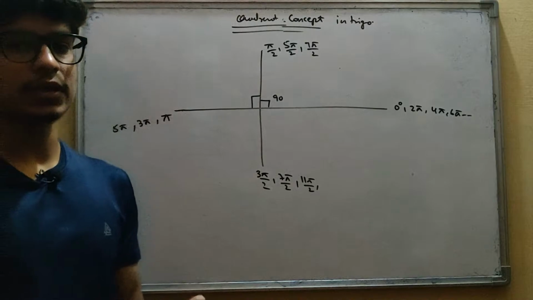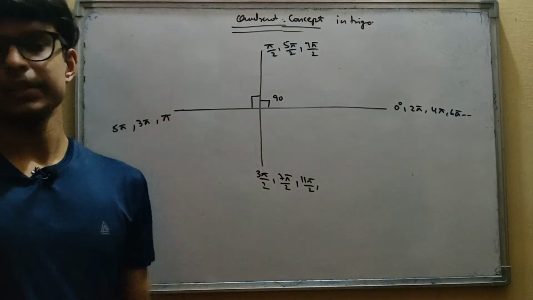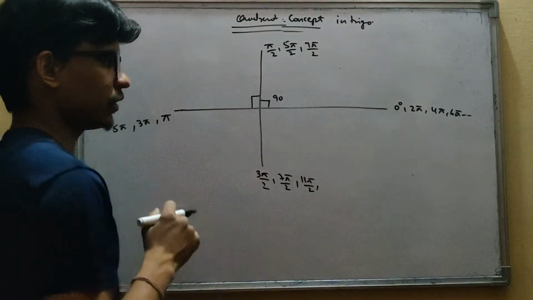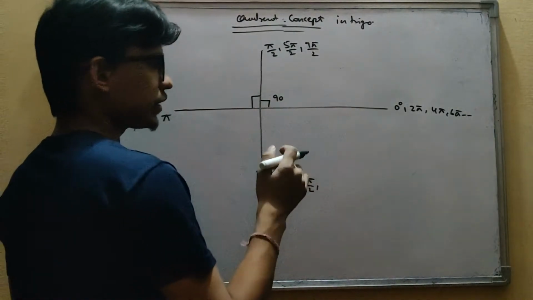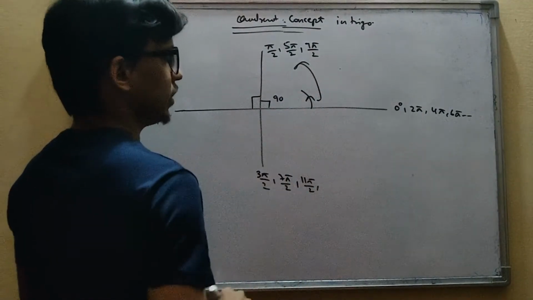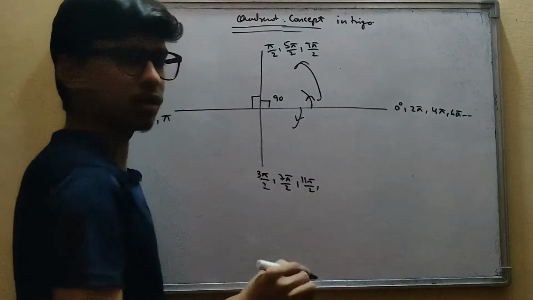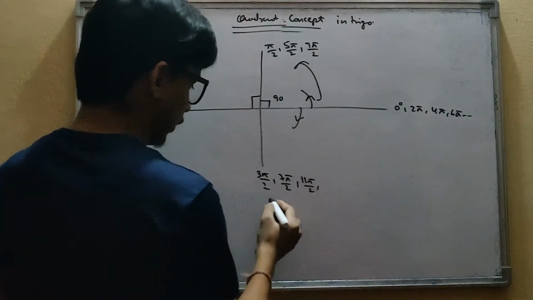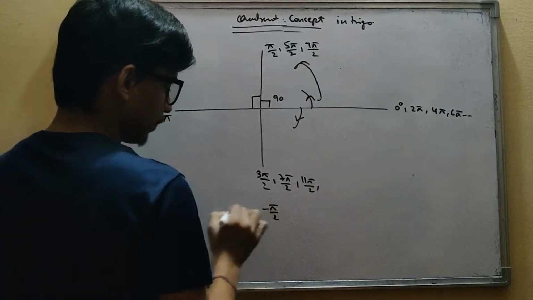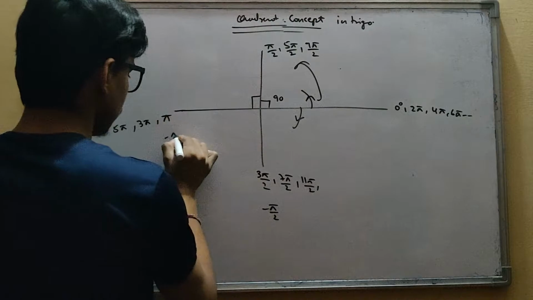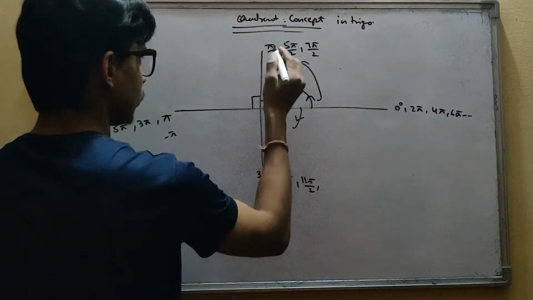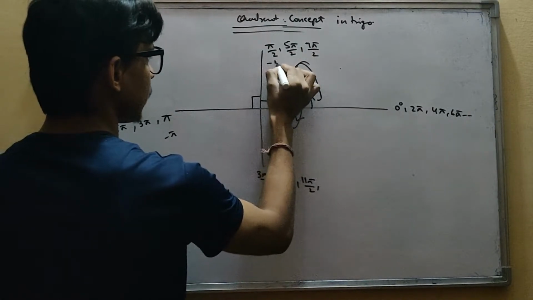Anti-clockwise is the basic way in which angles are measured. So considering the anti-clockwise direction, this is what we get. If I consider the clockwise, the negative direction, what will happen? It is 0, but if I come back, it is going to be minus pi by 2. Here it is going to be minus pi. Here it is going to be minus 3 pi by 2.